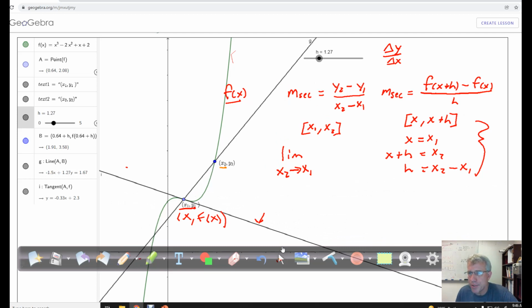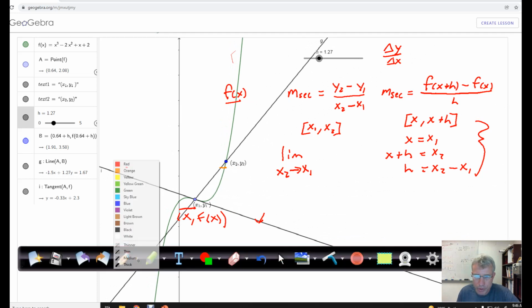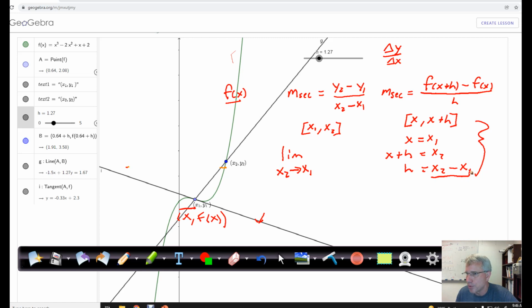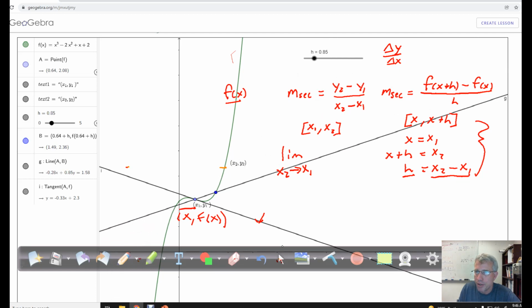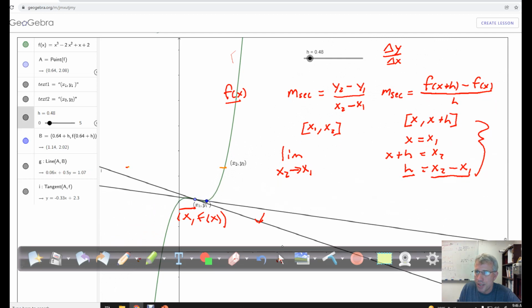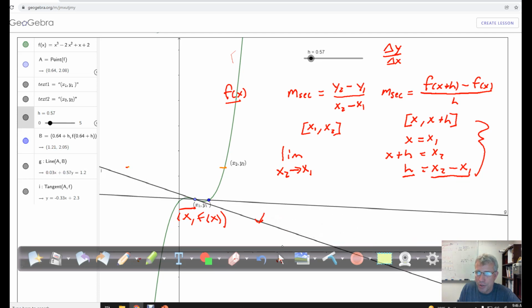And if we take the limit as x sub 2 goes to x sub 1, as x sub 2 gets closer and closer to x sub 1, in this formulation, then h gets closer and closer to 0. So as I let this point get closer and closer to this point, the value for h right here, which is just the distance between x sub 2 and x sub 1, you can see that h goes to 0 as the secant line becomes the tangent line.